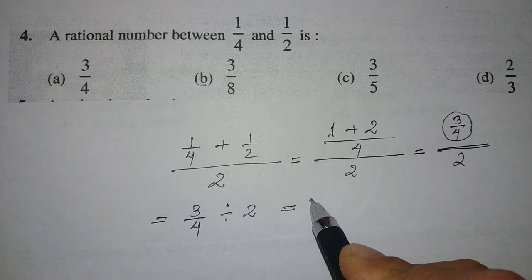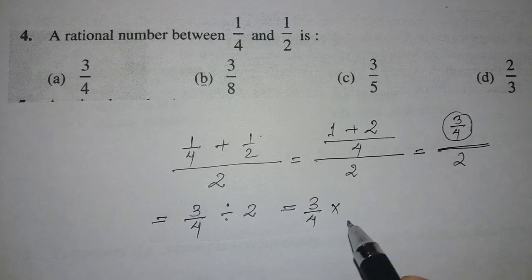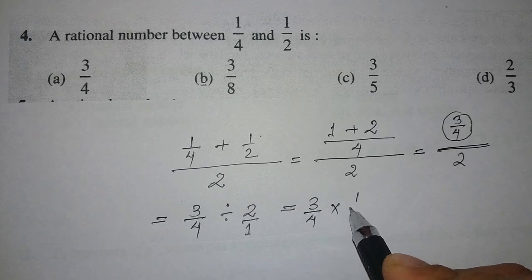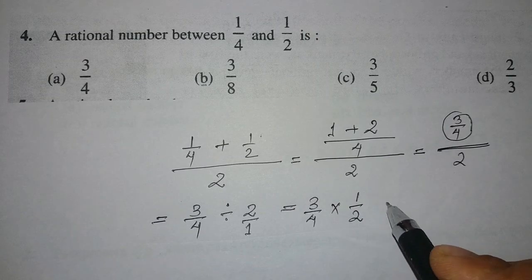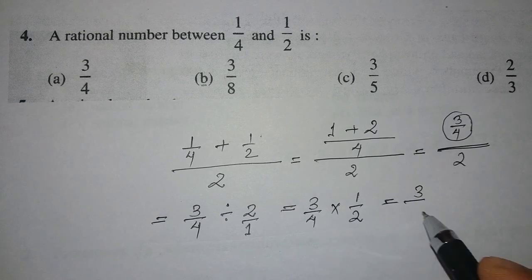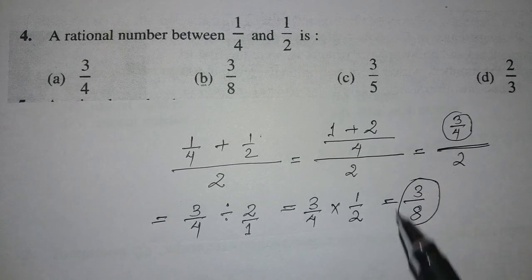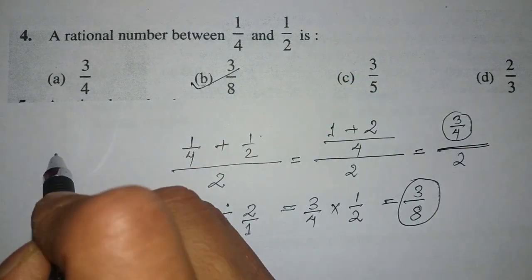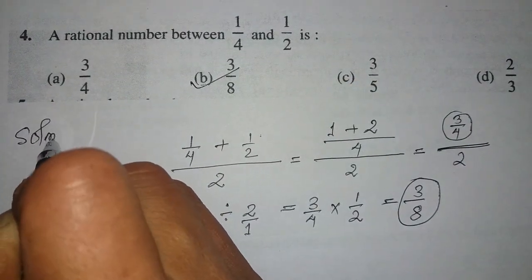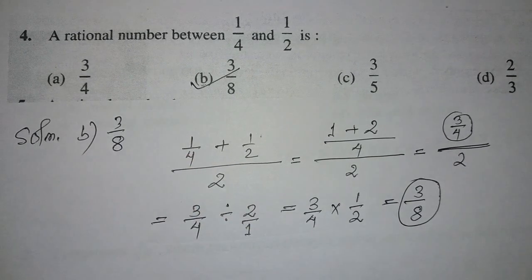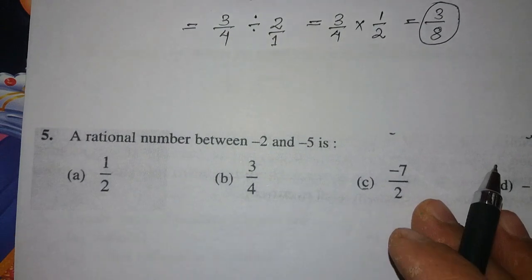Now if you change this divided sign into multiplication sign, then you will get the upside down, you will change it into upside down like this. Now you will get here 3 ones are 3, 4 twos are 8. So this is our solution. So the correct option is B. So the solution is B, 3 by 8. Now question number 5.